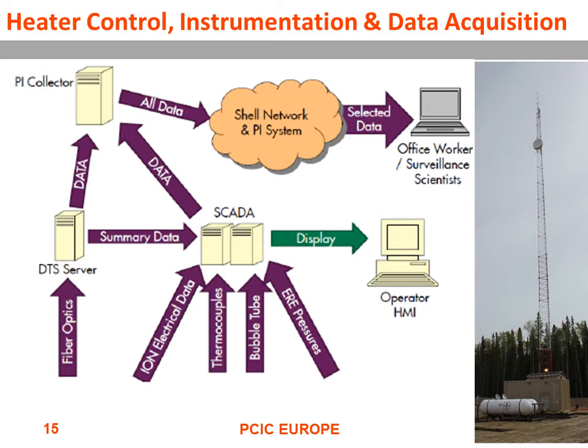So here's the data flow. Everything went into the SCADA system, supervisory control and data acquisition system. There was an HMI at the site, and then that went into the PI collector, which is the software we used, and then all the data was sent on the network back to Houston, and you could operate and monitor everything from either Houston, Calgary, or on site.